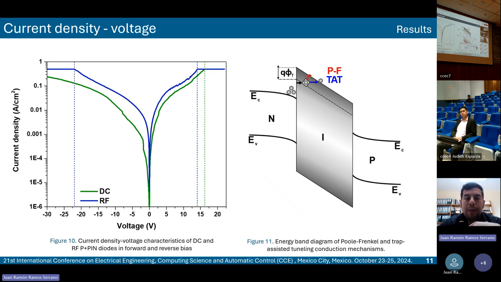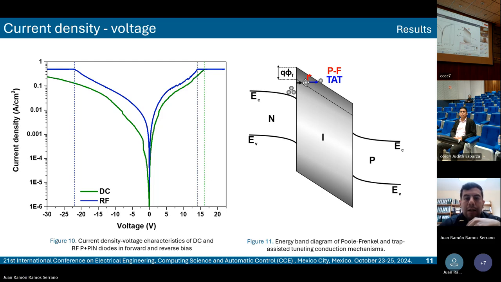Figure 10 shows the current density voltage characteristic in forward bias and reverse bias of the implemented pin diodes. As we can observe, the current voltage characteristic in both diodes shows the same profile with a little shift in forward bias. This suggests that the electrical charge transport is due to the same conduction mechanism, and the shift is related to the difference in the series resistance associated with the ITO film's resistance.